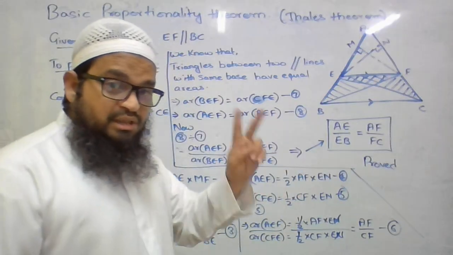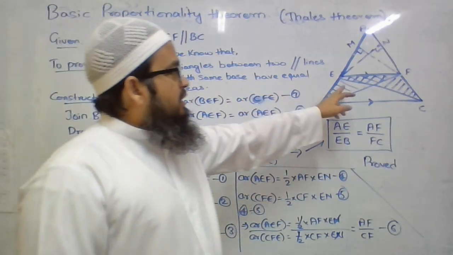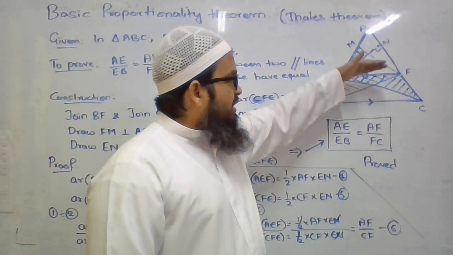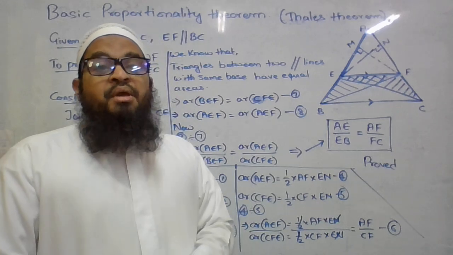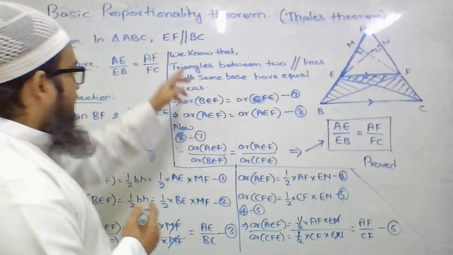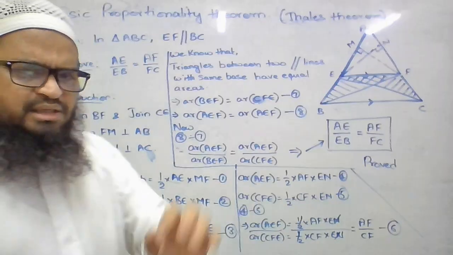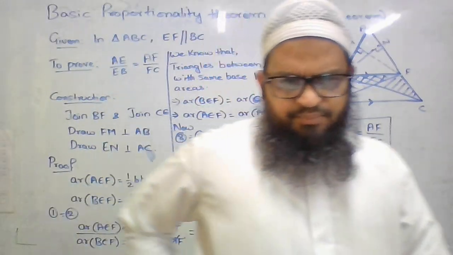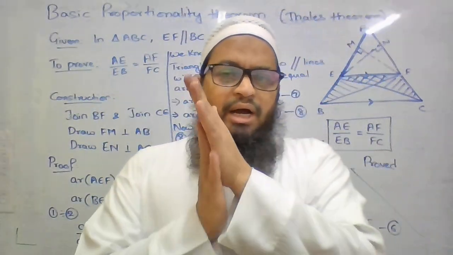Now, the second concept is that two triangles between two parallel lines with the same base have equal areas. So let us use it, and you write it. It is very simple and very easy. Understood or not? So I hope you understood.